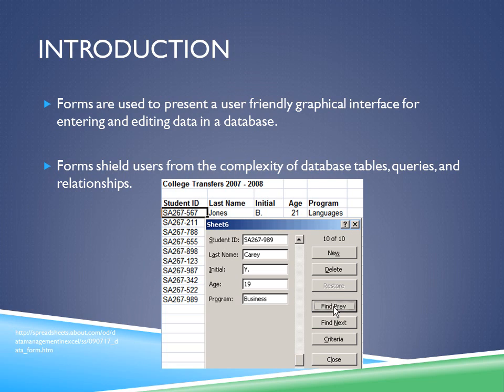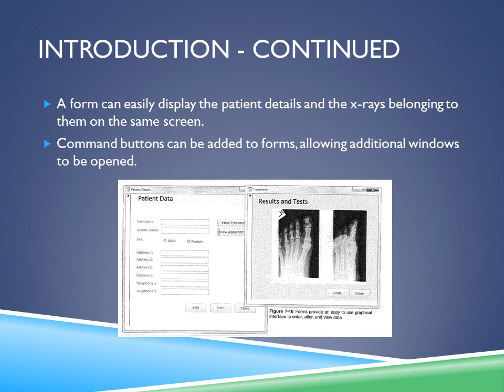An example of forms is in a doctor database, where patients' details might be stored in a table, while one or more X-ray images for each patient would be stored in a separate table. So, more about forms. A form can easily display the patient details and the X-rays belonging to them on the same screen. This saves the user from switching between the patient table and another table or query for the X-ray images. This just makes it a much better experience because they don't have to keep opening up new tables or go between two different ones to compare information. It all goes on the same screen, so it makes for a much easier experience.